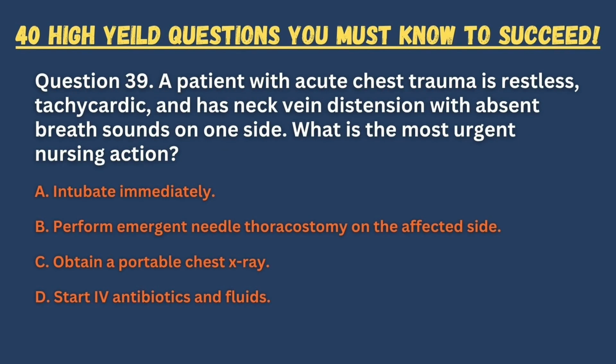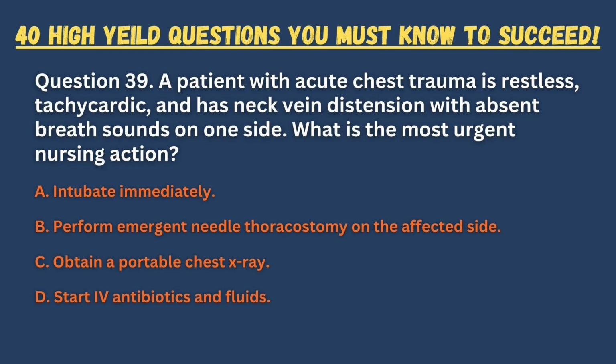Question 39. A patient with acute chest trauma is restless, tachycardic, and has neck vein distension with absent breath sounds on one side. What is the most urgent nursing action? A. Intubate immediately. B. Perform emergent needle thoracostomy on the affected side.